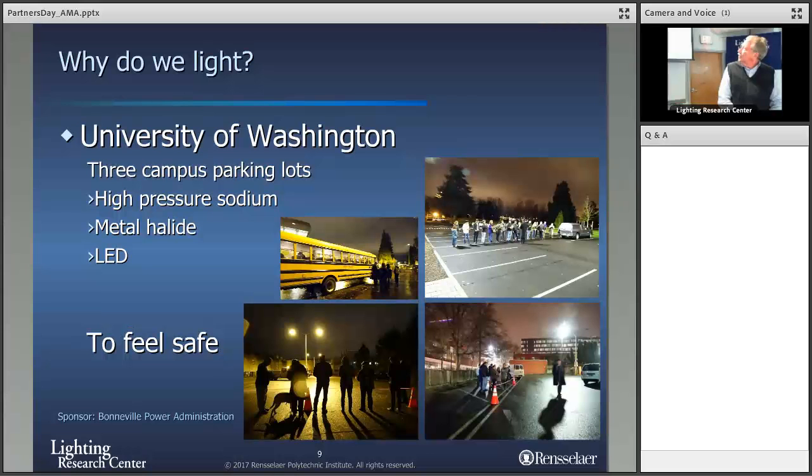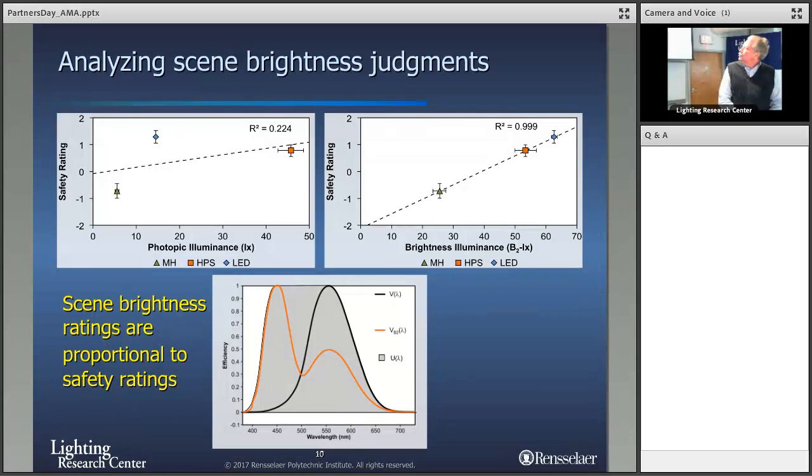It just so happened they have some parking lots to support nighttime classes, and one was lighted in high pressure sodium, one in metal halide, and one in LED. We drove people around in a bus and we asked them to evaluate it. And what you have here is looking at how safe people feel as a function of illuminance.